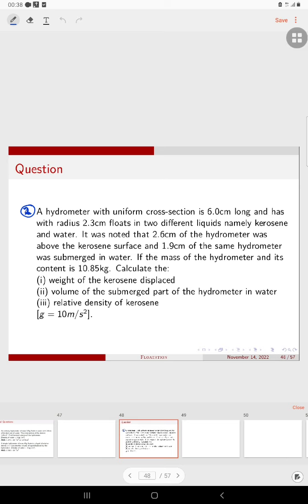A hydrometer with a uniform cross section is 6.0 cm long and has radius 2.3 centimeters. It floats in two different liquids, namely kerosene and water. It was noted that 2.3 cm of the hydrometer was above the kerosene surface and 1.9 cm of the same hydrometer was submerged in water. If the mass of the hydrometer and its content is 10.85 kilograms, calculate the I, weight of the kerosene displaced, II, volume of the submerged part of the hydrometer in water, III, relative density of the kerosene, and we are asked to take G as 10 meters per second squared.